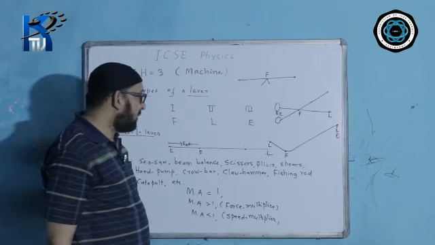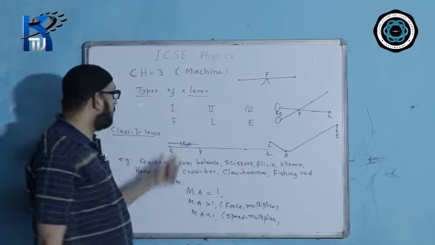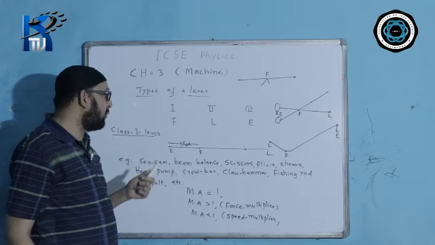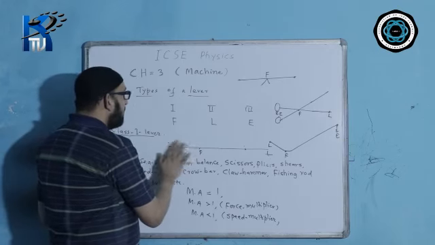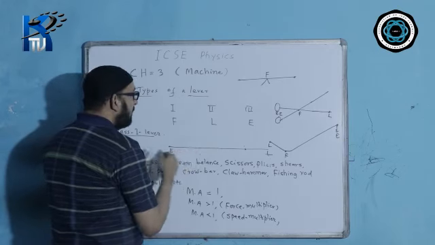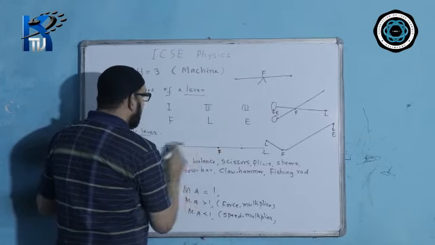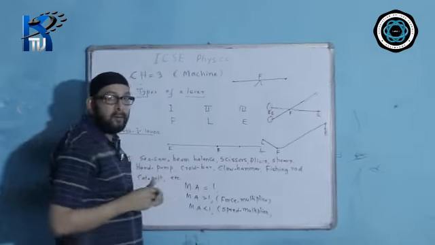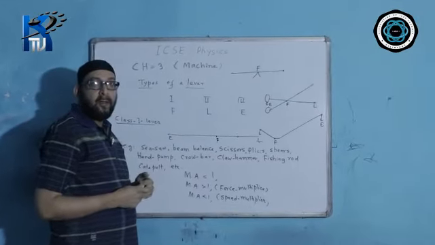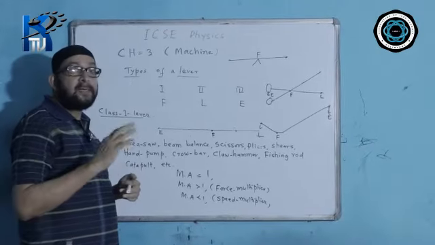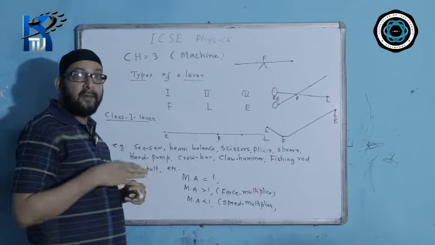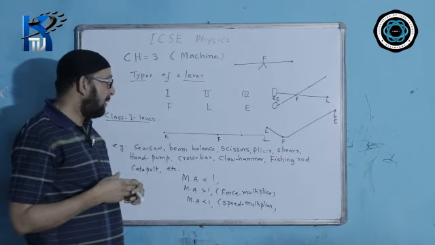So now let us see what a class 2 lever is. Before that, one year they had asked this question. Suppose a class 1 lever is given in this format like this. The effort arm and the load arm are equal, so the mechanical advantage is 1. How can we make it act as a force multiplier, or how can we increase its mechanical advantage?